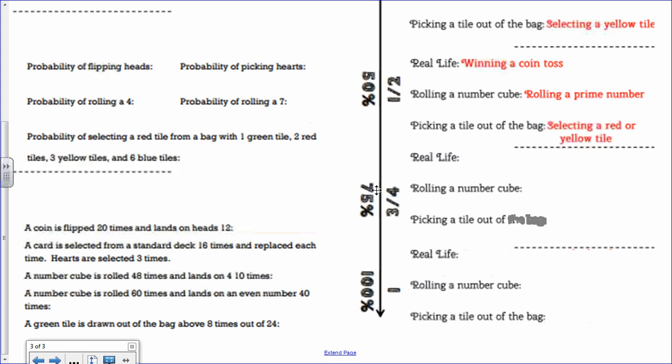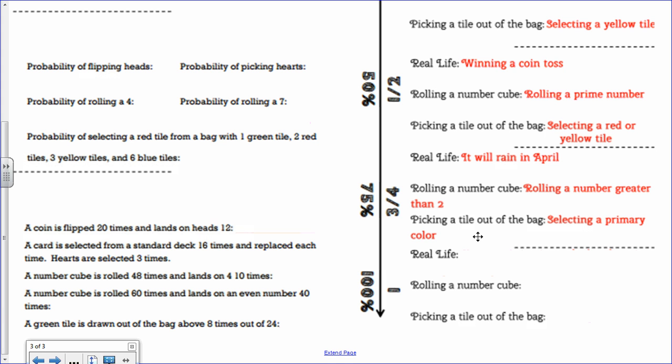The next type of probability is a likely probability. We have about a 75% chance of it occurring, or 3/4. In real life, this would be, it will rain in April. We're pretty sure that we're going to get some rain in April. April showers bring May flowers. On a number cube, if you were to roll a number greater than 2, it gives you a 3/4 chance. Picking a tile out of the bag, if we were to select a primary color.